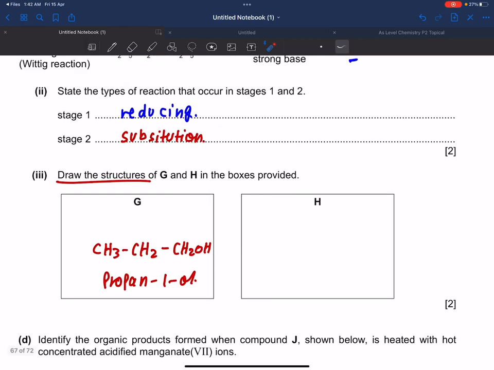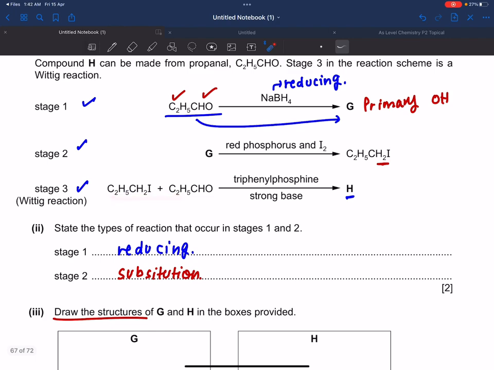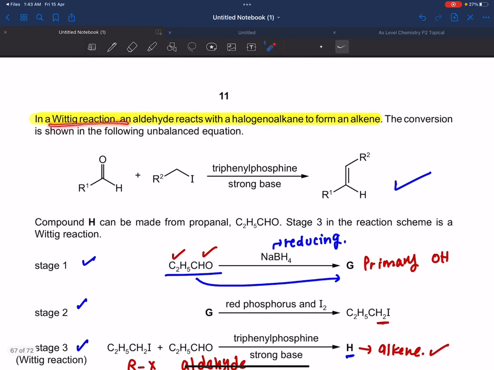H is here. This added plus a halogenoalkane and an aldehyde, so this H must be some alkene. You must be wondering, how do I know that? It's given. In a Wittig reaction, an aldehyde reacts with the halogenoalkane to form an alkene. Now look, this is an aldehyde, this is a halogenoalkane, and we get an alkene here. How do we know? Carbon-carbon double bond here, carbon-carbon double bond there.